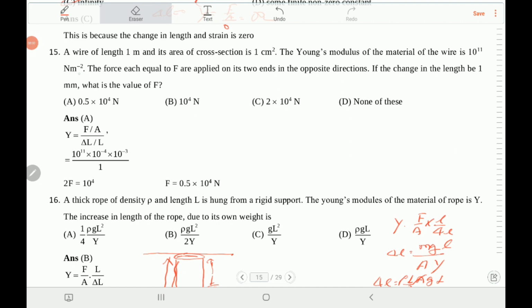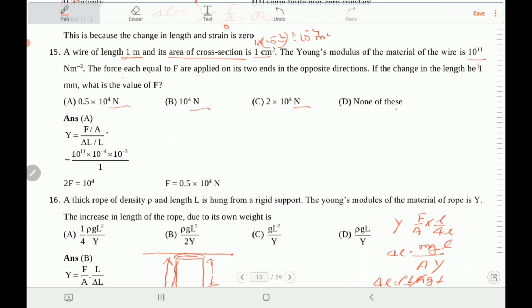One more. A wire of length 1 meter. Actually, L is 1 meter. Collect data while reading. Area of cross section A is 1 centimeter squared. Since SI units are used here in the options and most of the values, you convert the area into meter squared here itself. 1 into 10 power minus 2, whole squared. So it becomes 10 power minus 4 meters squared. That's it. The Young's modulus of the wire is 10 power 11 Newton per meter squared.